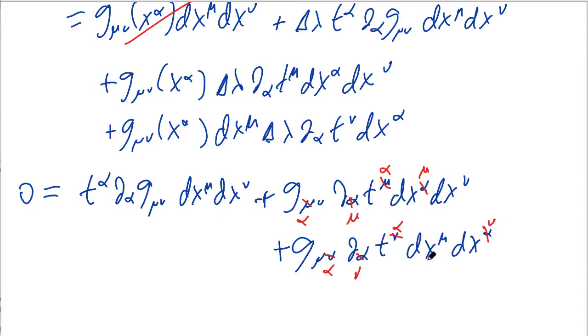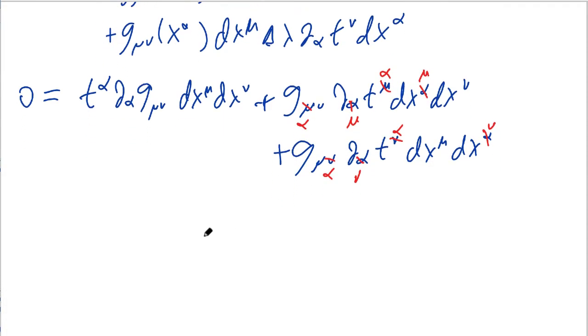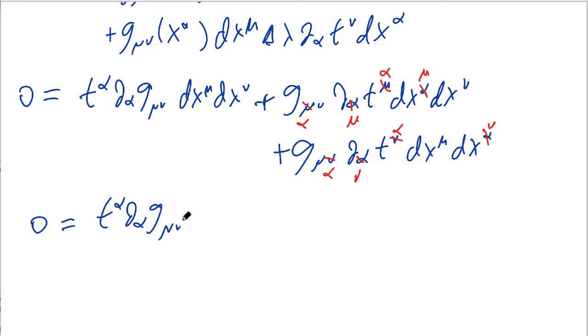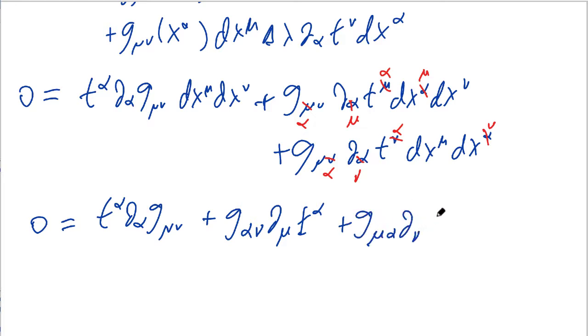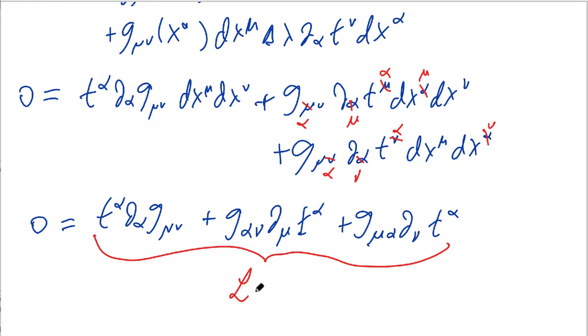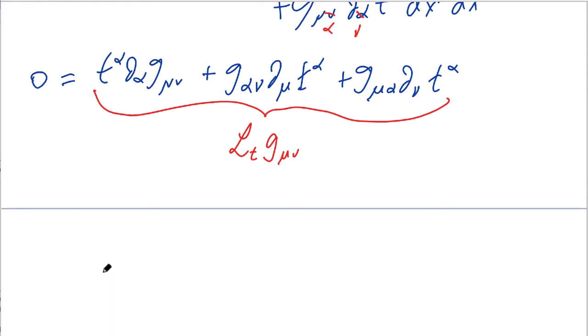So now we can cancel the dx mu dx nu in this equation, and what we have is 0 equals T alpha partial alpha g mu nu plus g alpha nu partial mu T alpha from this term, and the last term is g mu alpha partial nu T alpha. Of course, you should recognize the right-hand side. This is just the Lie derivative of the metric with respect to the vector field T. So what we found is the following result.